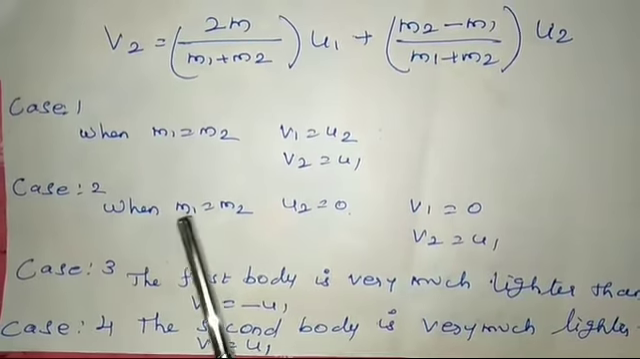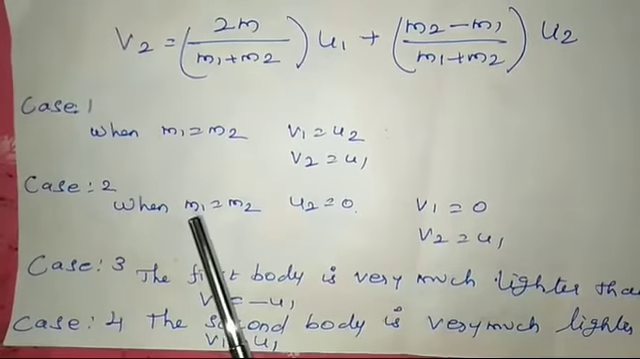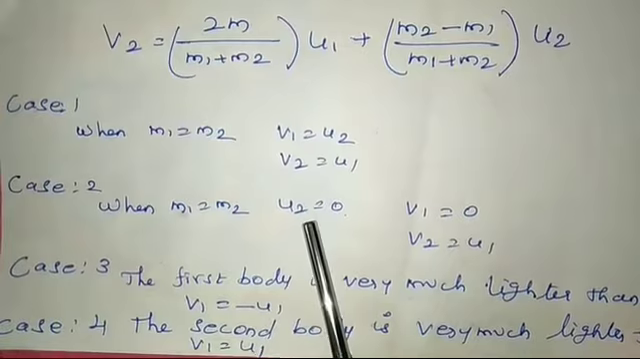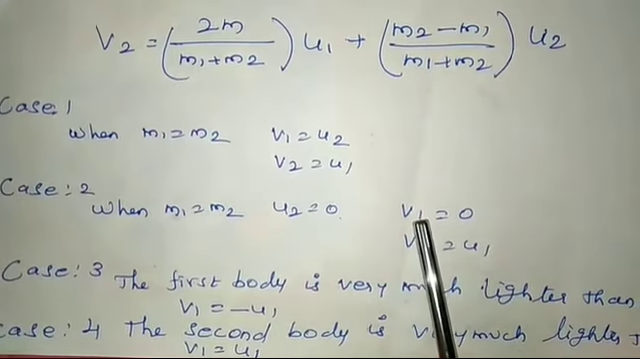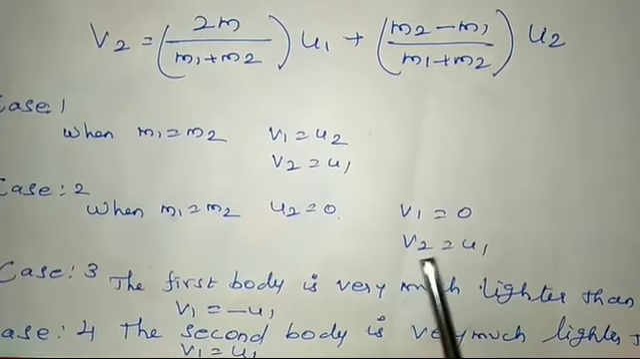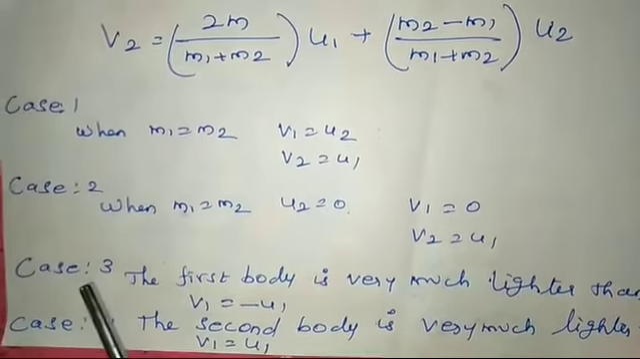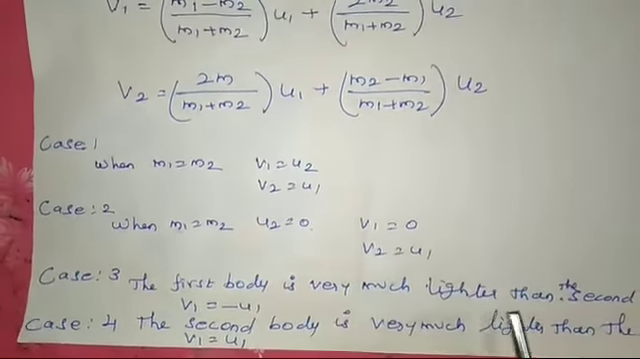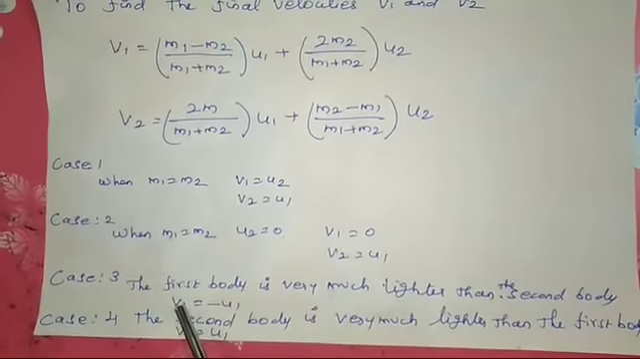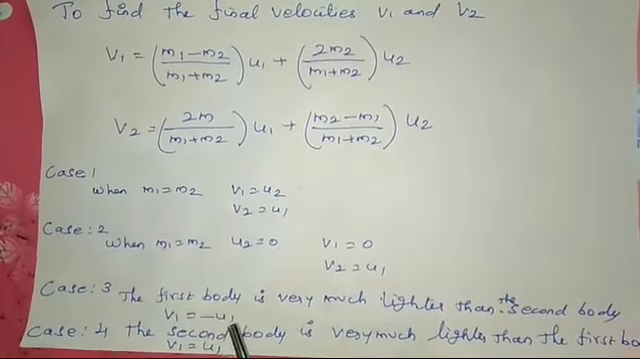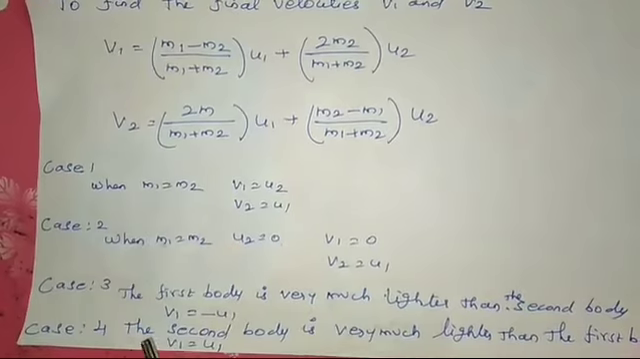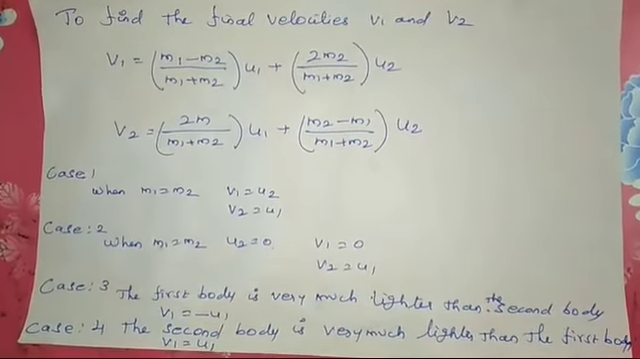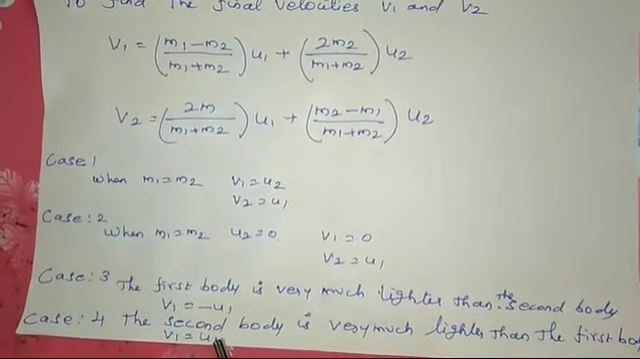Case 2: when m1 is equal to m2 and u2 is equal to 0, the initial velocity of the second body is equal to 0. Now v1 is equal to 0, v2 is equal to u1. Case 3: the first body, m1, is very much lighter than the second body. v1 is equal to minus u1. Case 4: the second body, m2, is very much lighter than the first body. Now v1 is equal to u1.